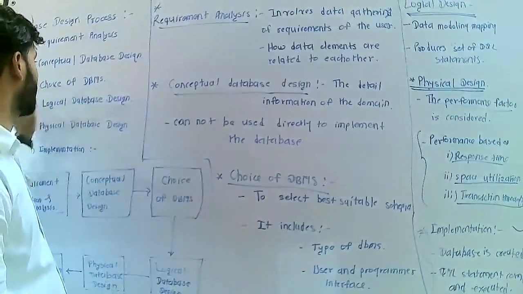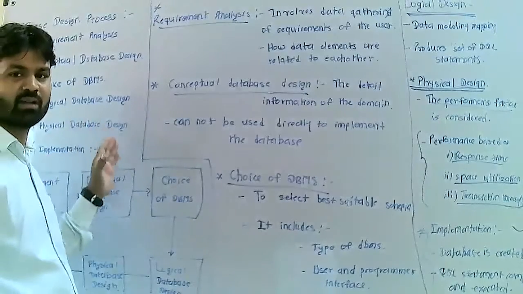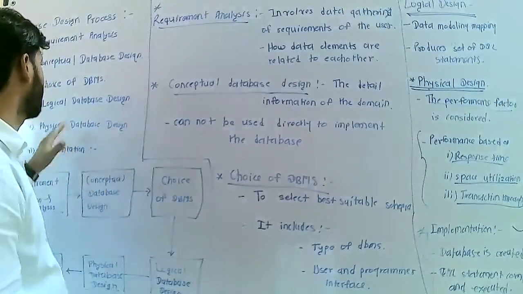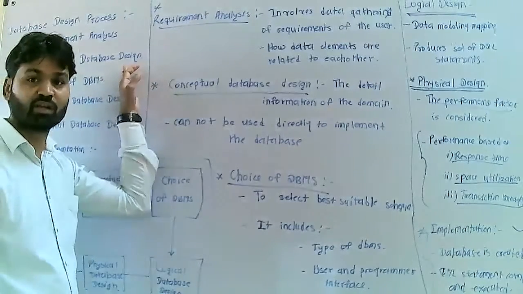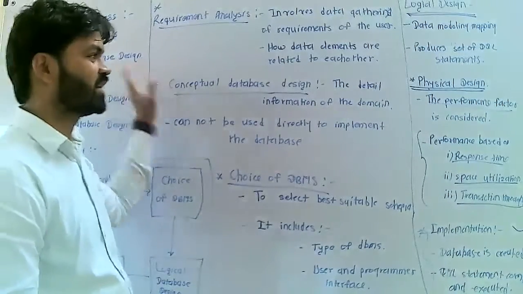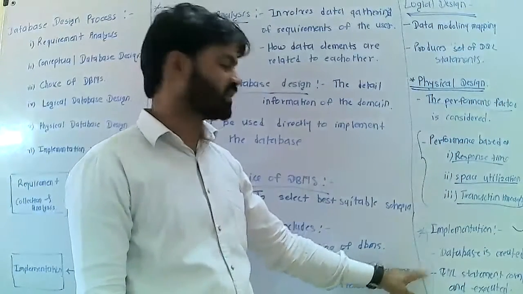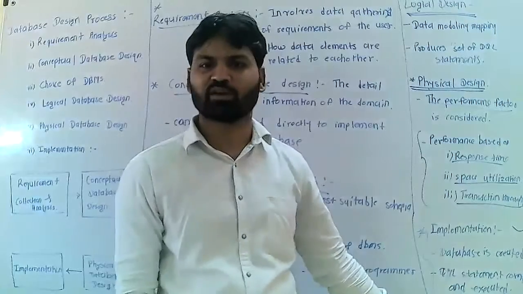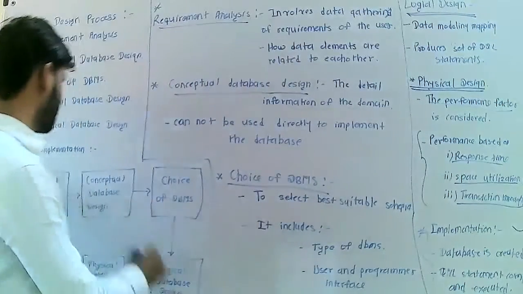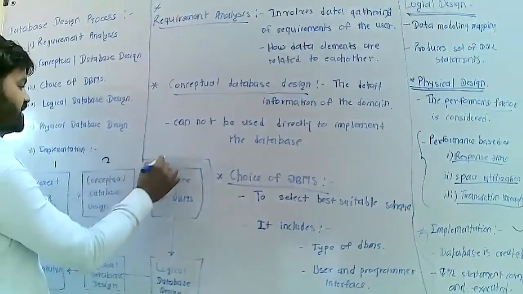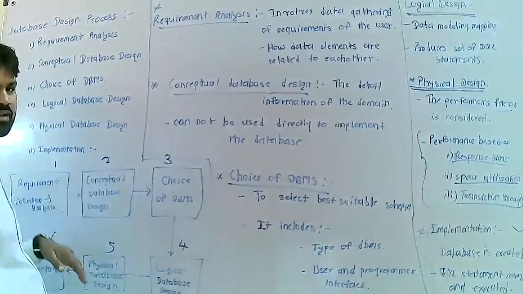So choice of the DBMS, logical database design, physical database design, and implementation: all these are required for your database design process. In conceptual database design, implementation is not done. Implementation is done after the DDL statements execution. Then you can modify your database by using DML statements. So these are the six stages of your database design.